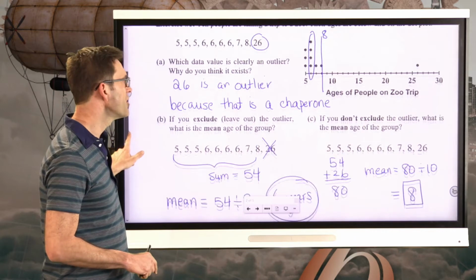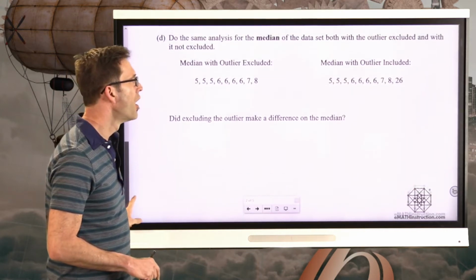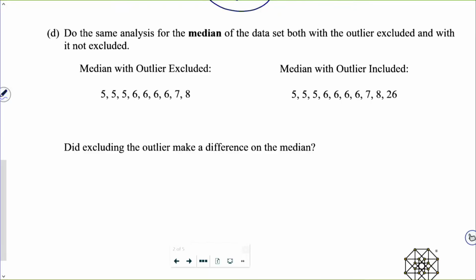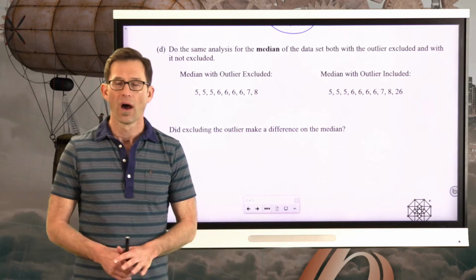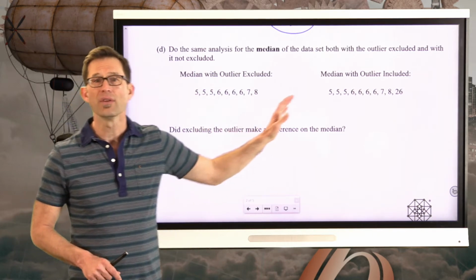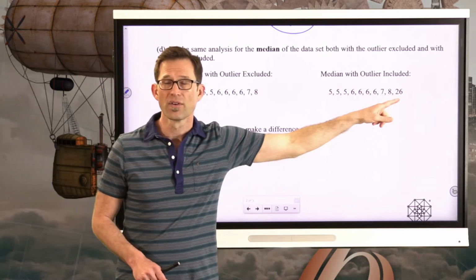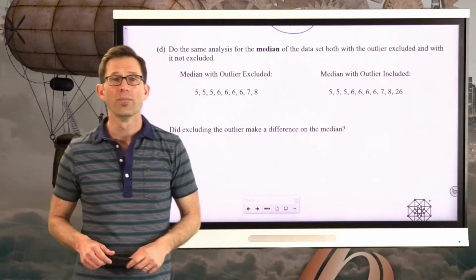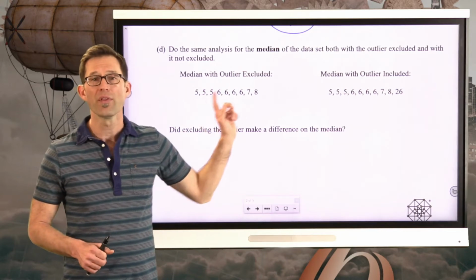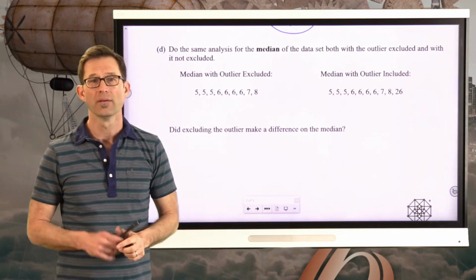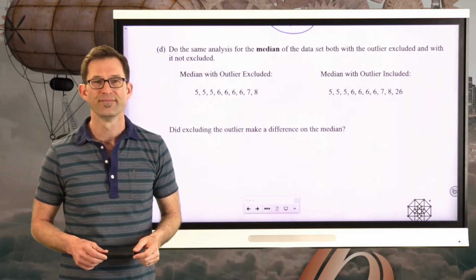Now, let's see what the effect of an outlier is on the median. Letter D. Do the same analysis for the median of the data set, both with the outlier excluded and with it not excluded. All right, so let's come back to this. Here, I've actually given you the 2 data sets, but I've literally gotten rid of the 26, and here, the 26 is still there. What I'd like you to do is figure out what the median is for both of these cases, one where we've tossed the outlier away, and one where we've kept it. Pause the video now and take a few moments to do this.